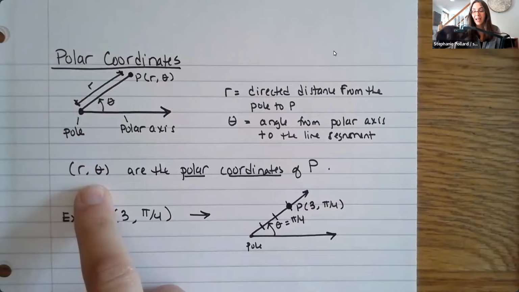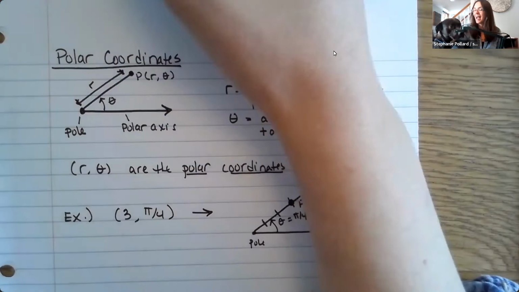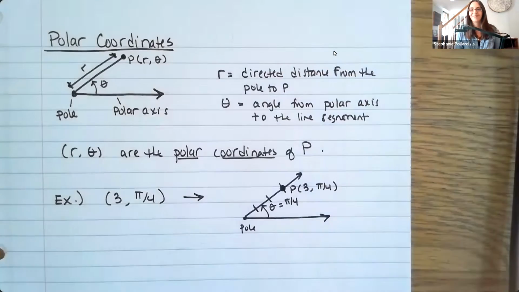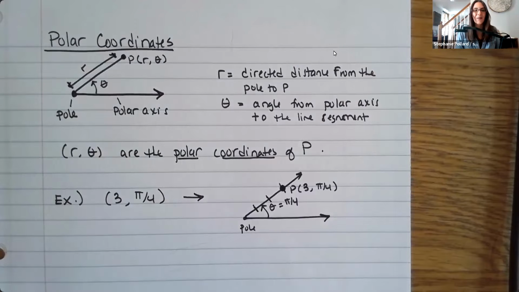Instead of using X and Y, we use R and an angle theta. And I have an example. All right, I'm going to pause and I'll be back in a second. All right, so just a different way to write coordinates. Again, a different kind of graphing system here.